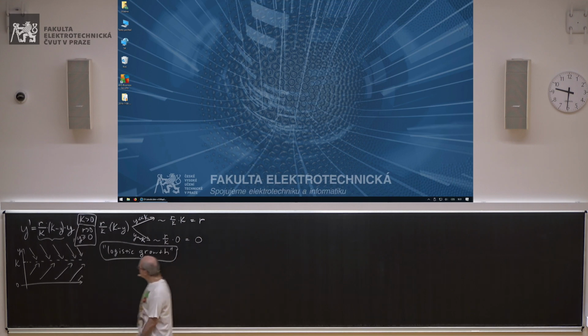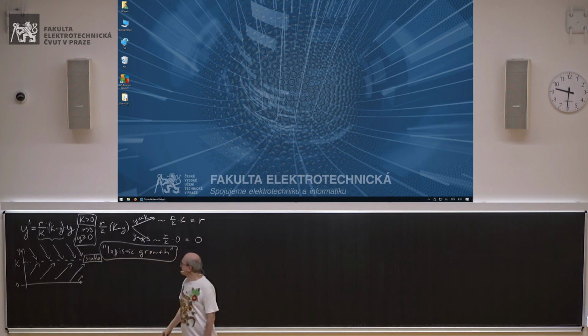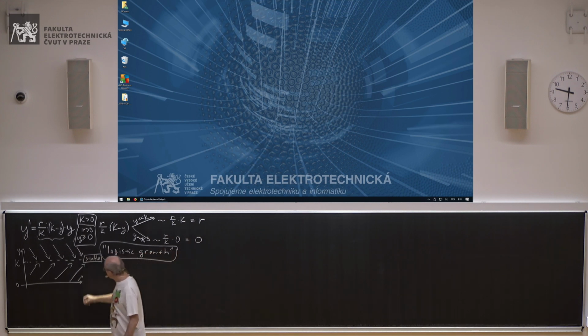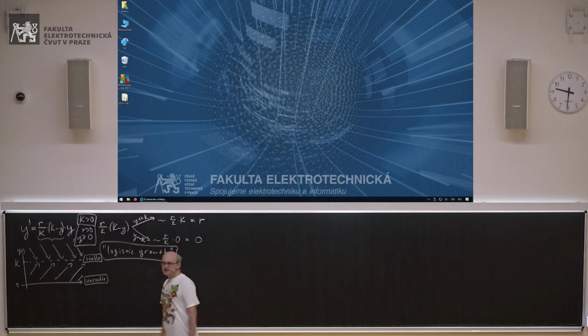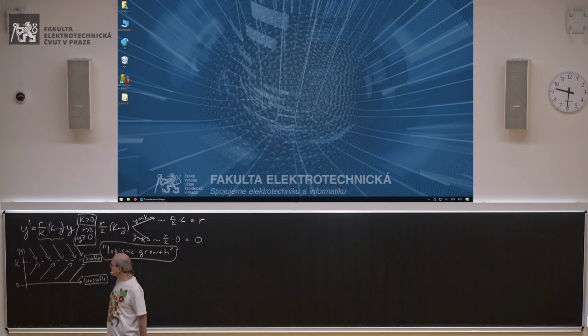And I look at it, and I can see that this stationary solution is stable, which is very nice in biology. However, this one is unstable. Which means that once you have some population, it will never die out, but it will tend towards this equilibrium, which is actually the capacity of the environment.